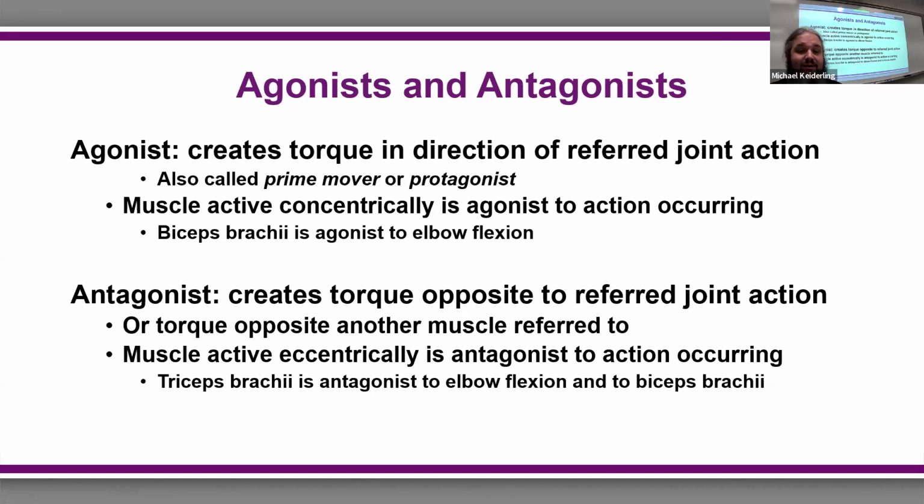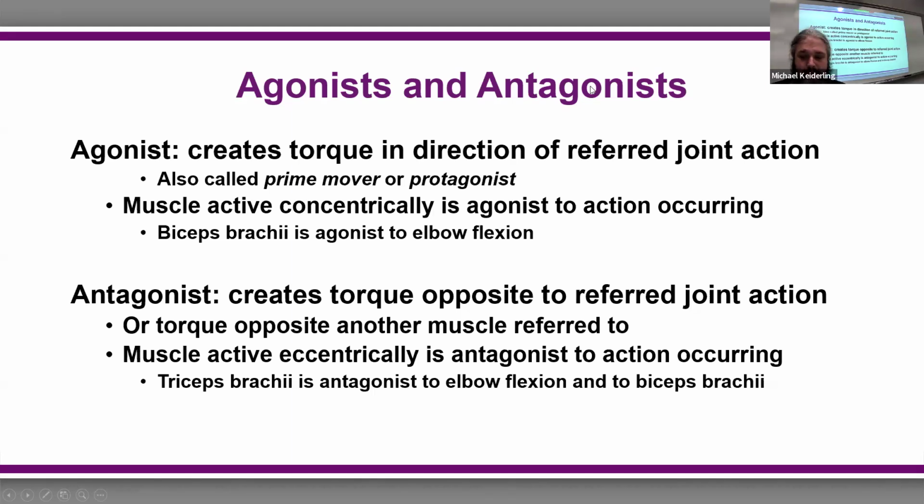The antagonist creates a torque opposite the referred joint action, or torque opposite another muscle that's referred to. So a muscle that's active eccentrically is antagonist to an action occurring. So the triceps brachii on the other side of your arm is antagonist to elbow flexion and to biceps brachii. So muscles come in pairs. One will act as the agonist or protagonist. The other will act as the antagonist.